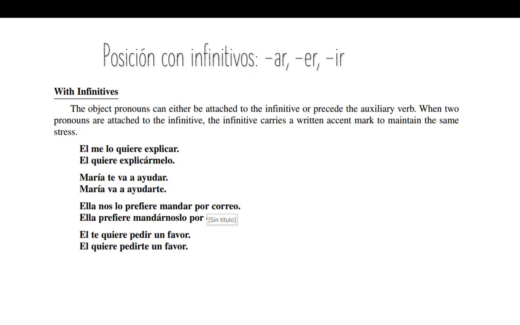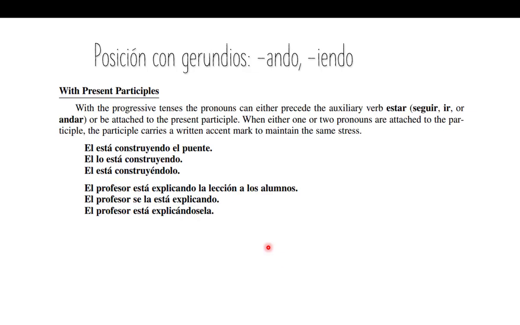So I'm going to just show you more here with the infinitives with ar, er, and ir. Okay, so you can have él me lo quiere explicar o él quiere explicármelo. María te va a ayudar o María va a ayudarte. Ella nos lo prefiere mandar o ella prefiere mandárnoslo por correo. Okay, él te quiere pedir un favor o él quiere pedirte un favor. So you can see that normally they're going to go in front of the first conjugated verb and after no. But if I have one verb like this, they can be attached at the back as an option.